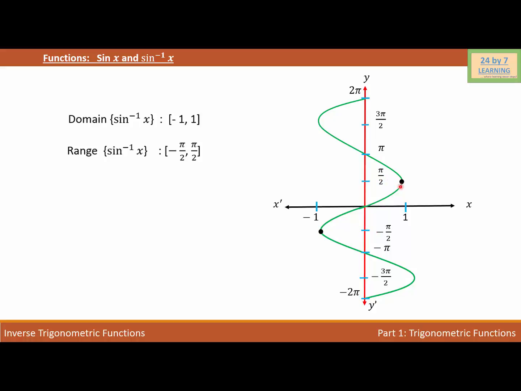If we consider the branch of sine inverse x from negative pi over 2 to pi over 2, technically this part colored with the red ink, then this part is known as the principal value branch, where you can see the minimum value is negative 1 and the maximum value is 1, and the range is from negative pi over 2 to pi over 2.